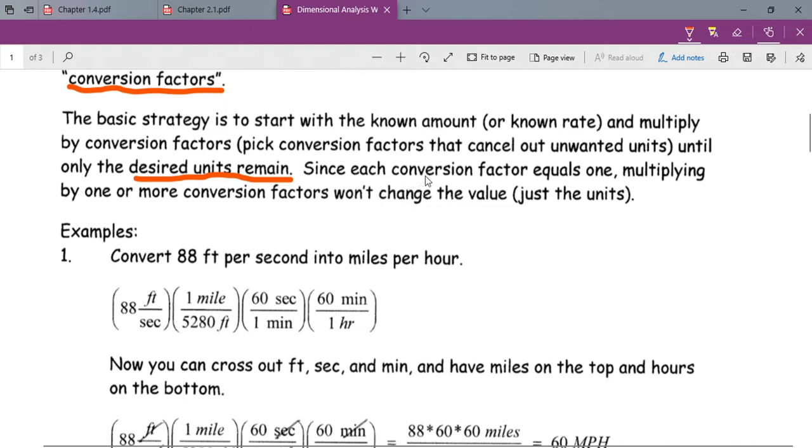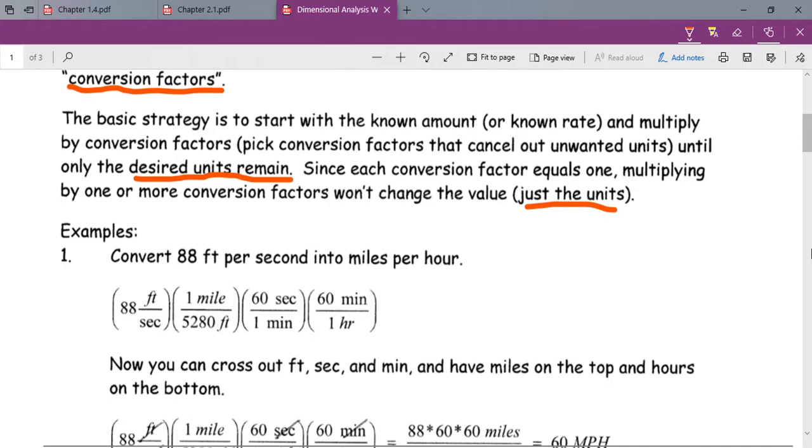So, since each conversion factor equals 1, multiplying by 1 or more conversion factors won't change the value. It just changes the units, okay? Now the physical number that you're seeing in front of you is going to change, but it's actually the same. It's really just changing because of the units.